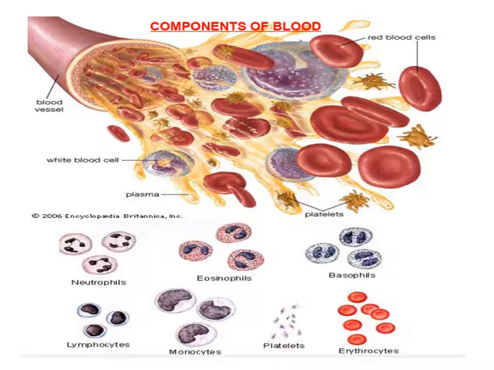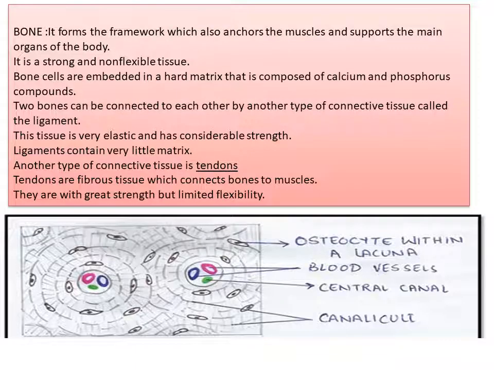This is an elaborated image which can give you a clear picture about different types of blood cells. RBCs are there. You can see different types of WBCs are there. Platelets are there. So this is about the components of blood. The picture can come in the exam for identification. Then comes the skeletal connective tissue, which is bone and cartilage. Let's know about this diagram.